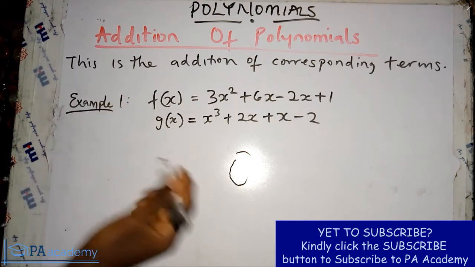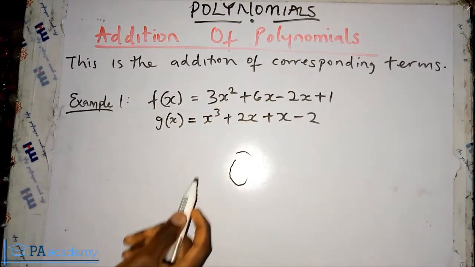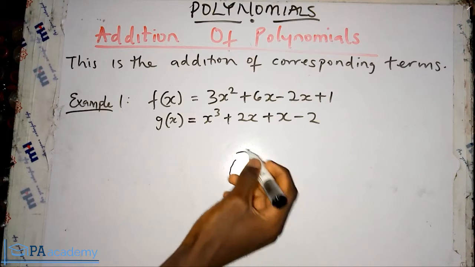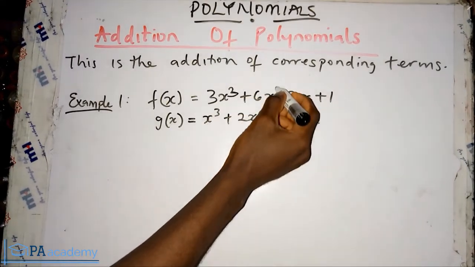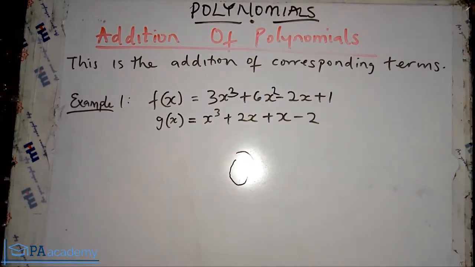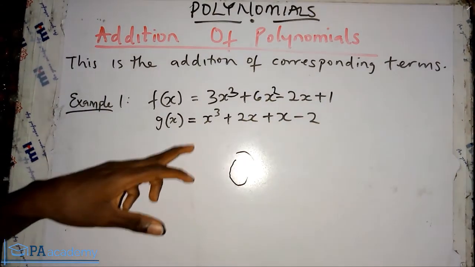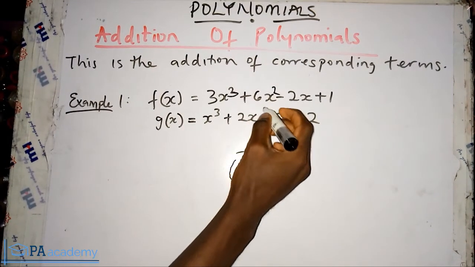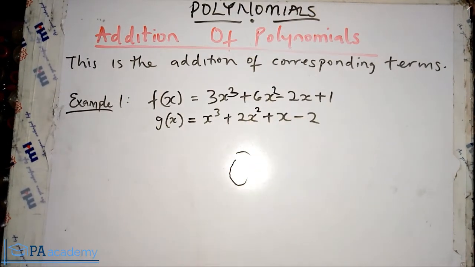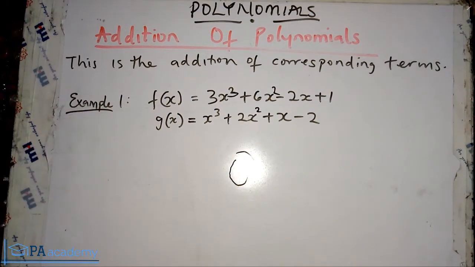If you are given this polynomial f of x is 3x squared plus 6. Okay, this should be 3x cubed plus 6x squared minus 2x plus 1. And then you are given g of x to be x cubed plus, okay, this will be 2x squared plus x minus 2. So how do we add these two polynomials together?